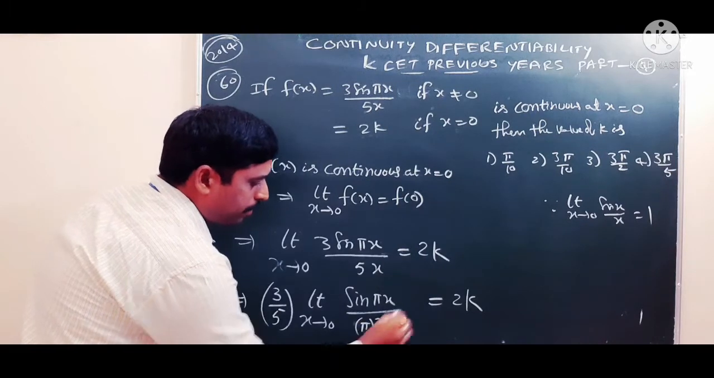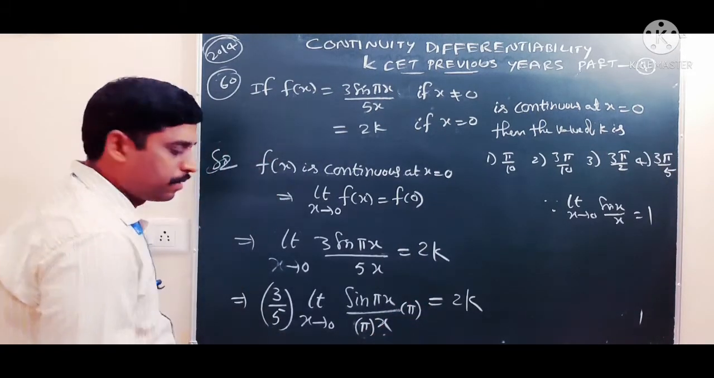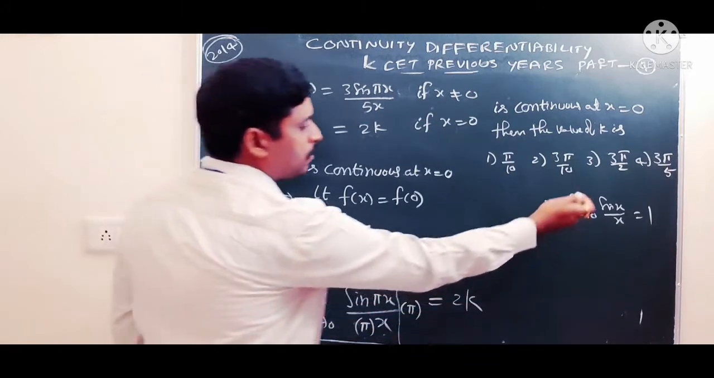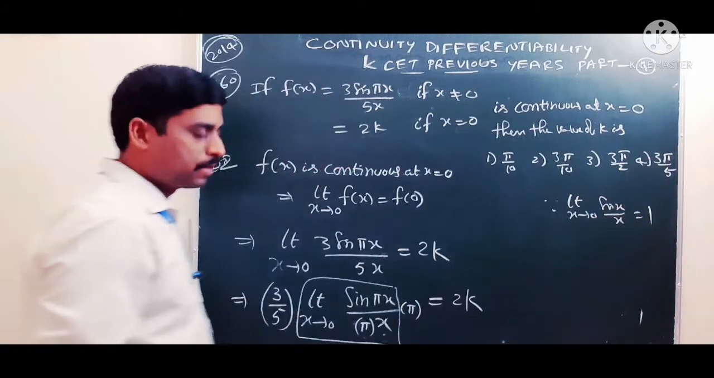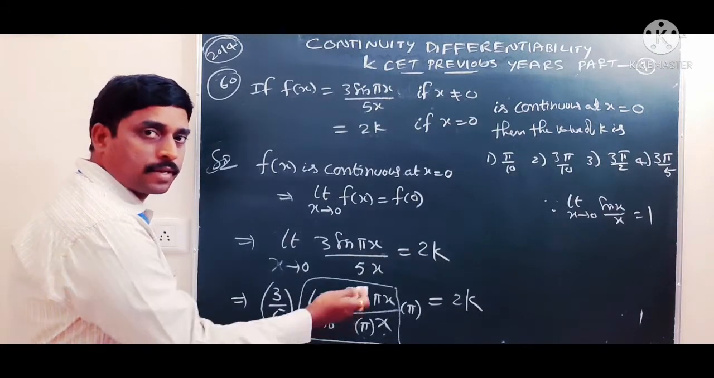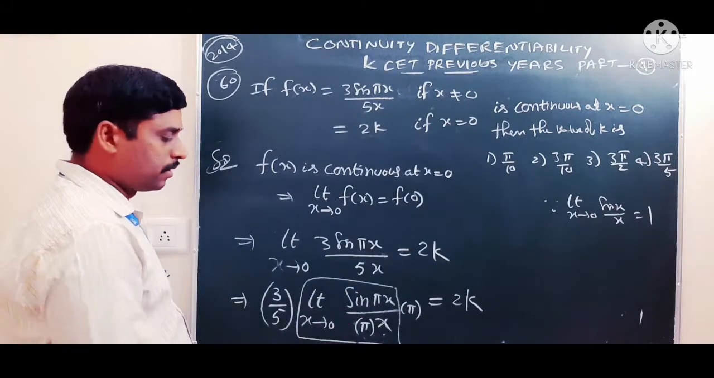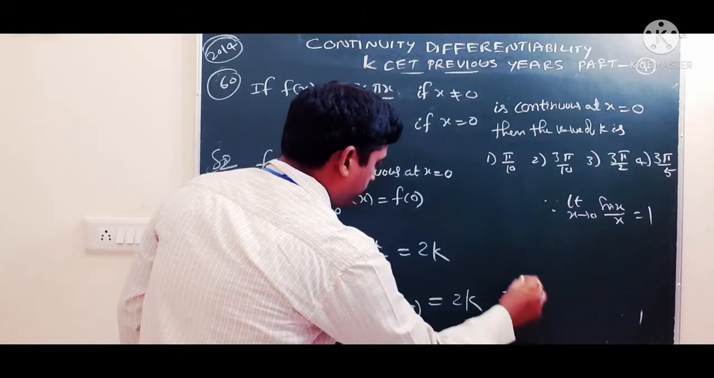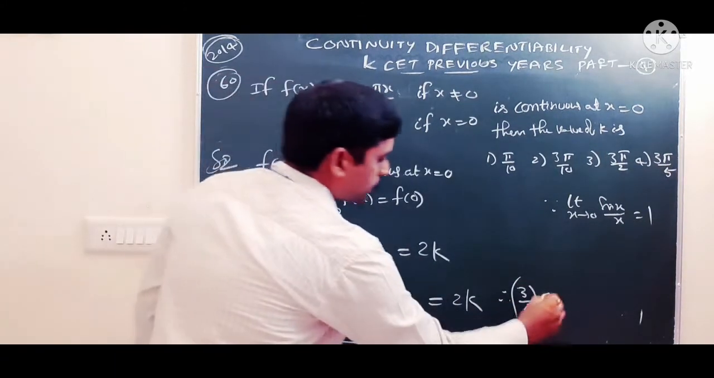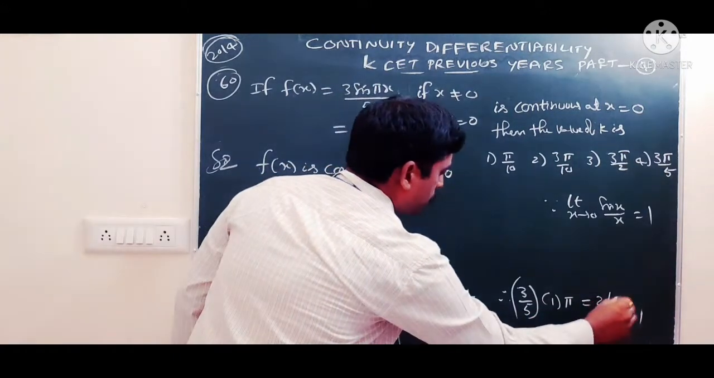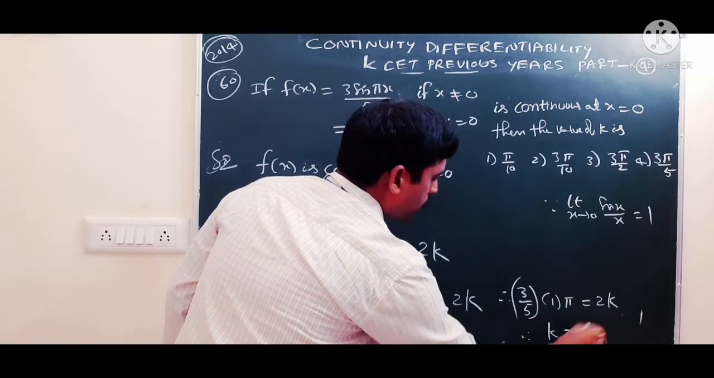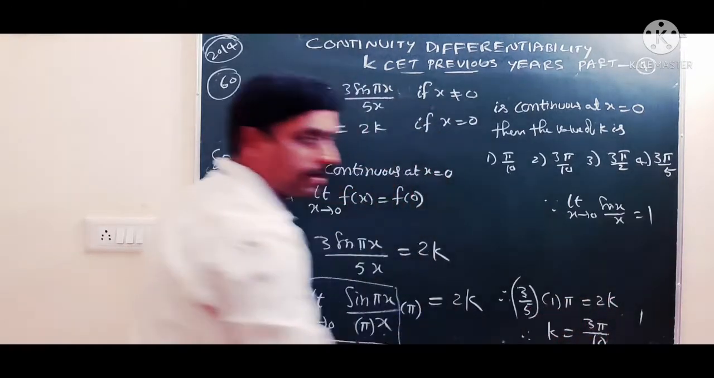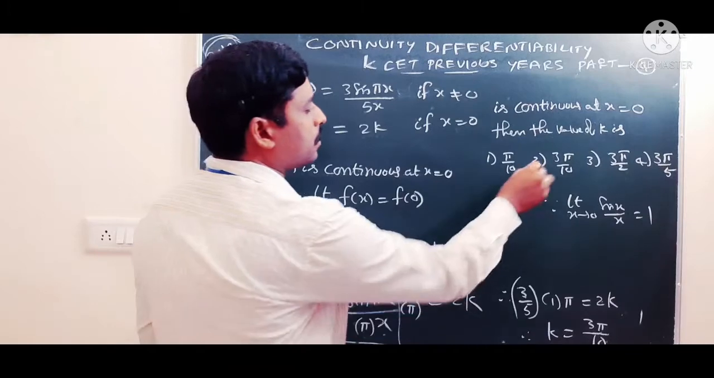Divide and multiply by pi. Why? Because this value will be 1. According to the formula, what is the formula? Limit x tends to 0, sin x by x is 1. In this, limit x tends to 0, sin pi x by pi x is also 1. So this is remaining 3 by 5 into 1 into pi. This is equal to 2k. Therefore k is equal to 3 pi by 10. So 3 pi by 10, second option correct.